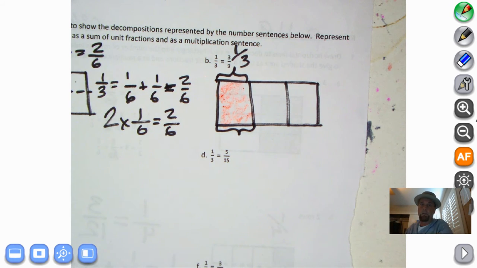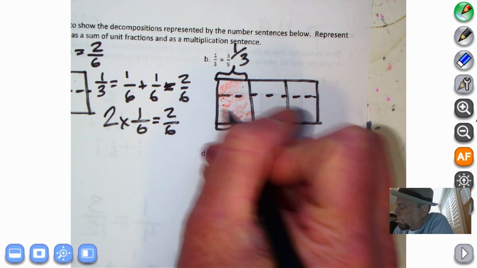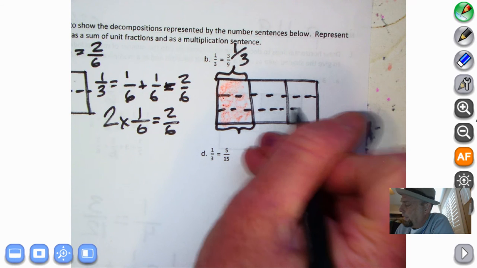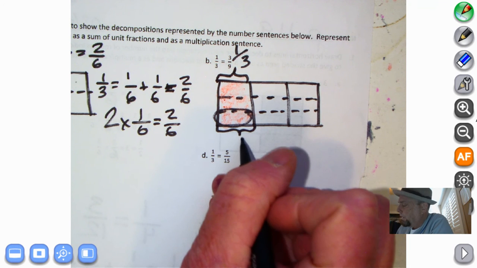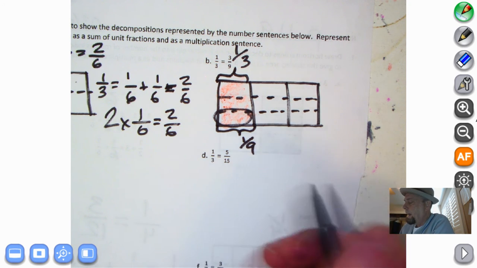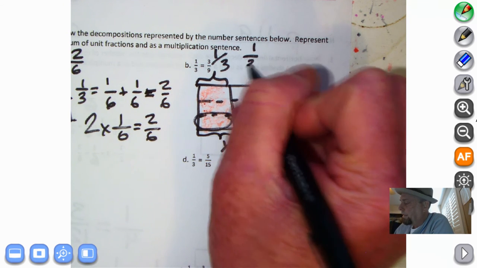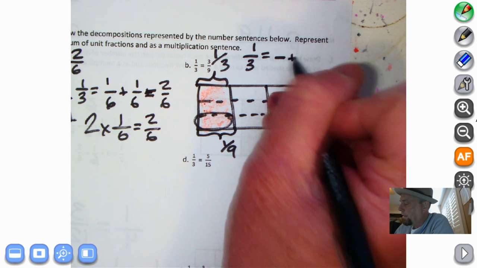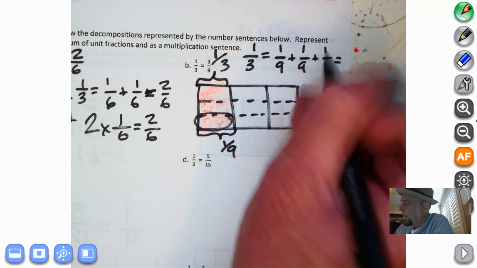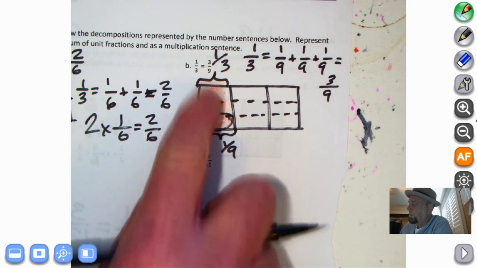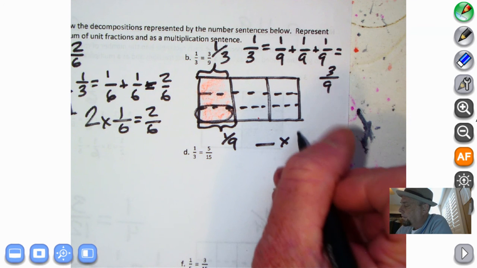And welcome back. Okay, so I know 3 times 3 is 9. So I'm going to do 2 rows here. Let's see if that will give me 9. 3, 6, 9. Yeah. So I know that this one little piece right here would be 1/9. So now I'm ready to add. I'm running out of room. 1/3 equals 1/9 plus 1/9 plus 1/9 equals 3/9. And look at 3 out of 9, right? 3 are shaded out of the total of 9. Let's do the multiplication sentence.